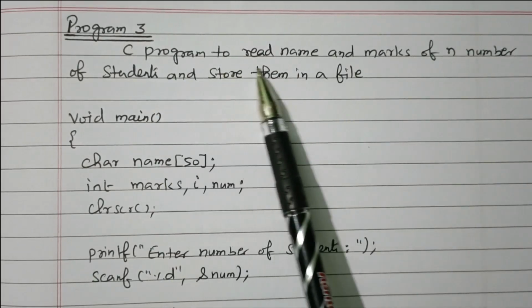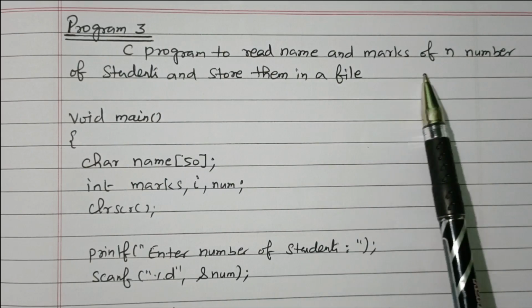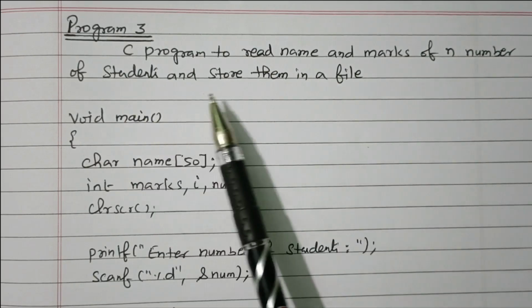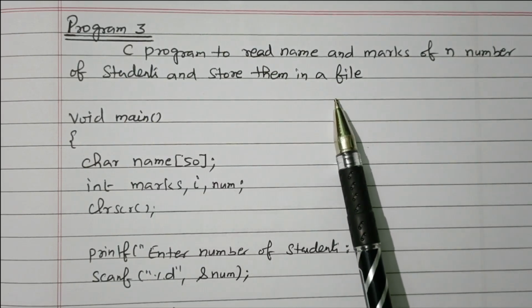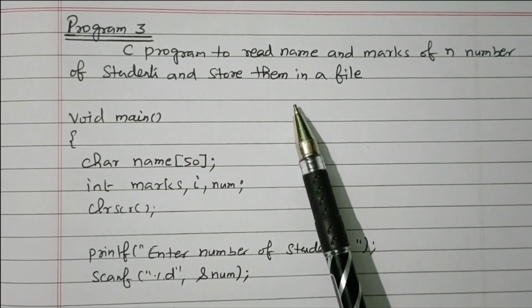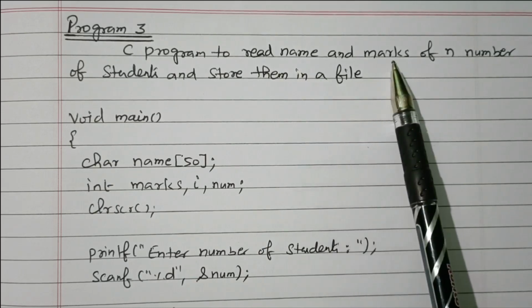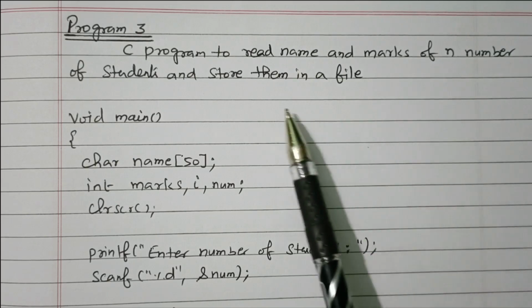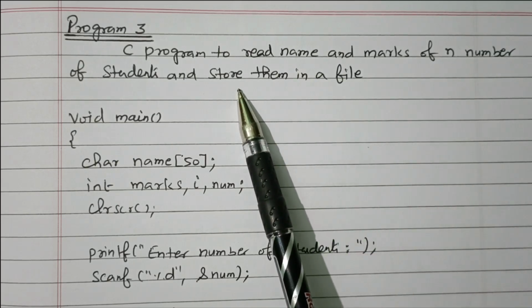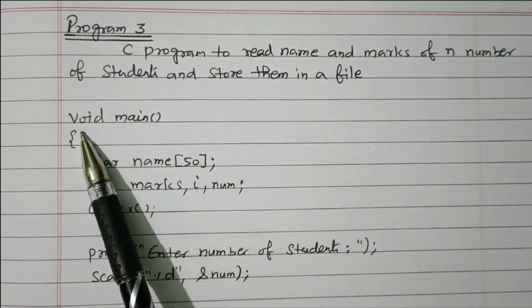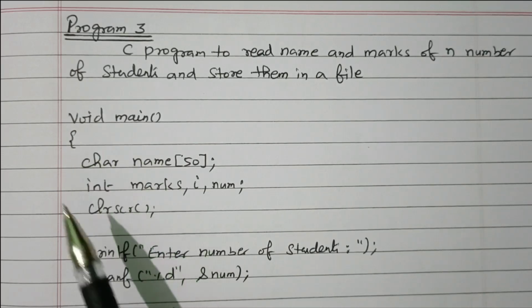Program: a C program to read the name and mark of n number of students and store them in a file. By file handling, we are going to read the name and mark of n number of students and store them in the file itself. Start the main program, void main, open the brace.